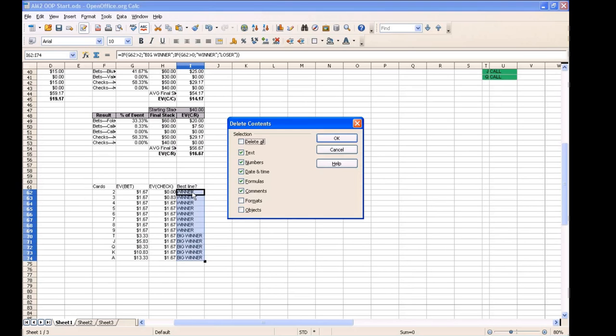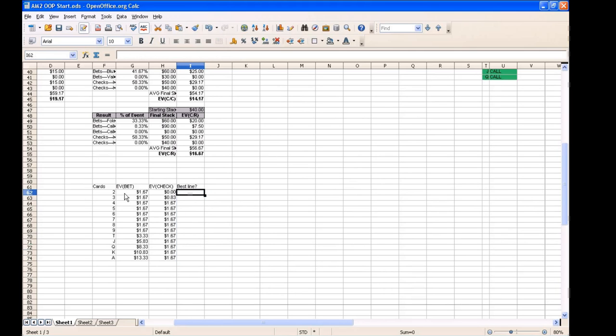Now finally, let's go for what we're really going for, and that's to tell us whether it's bet, check, or neutral. So, if the EV of betting is greater than the EV of checking, clearly we want to bet.